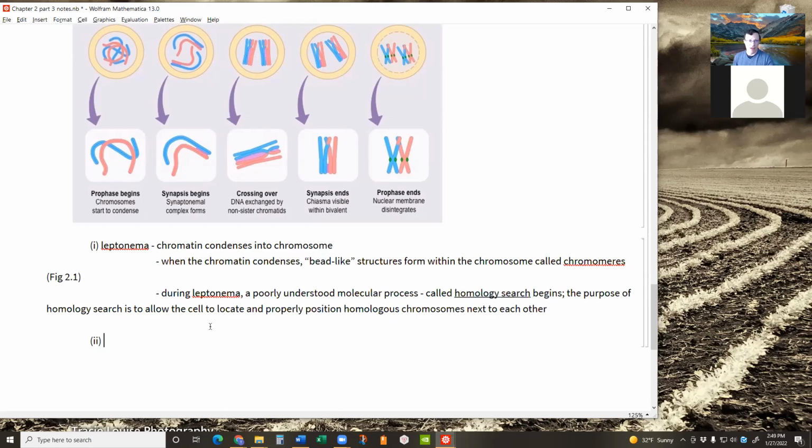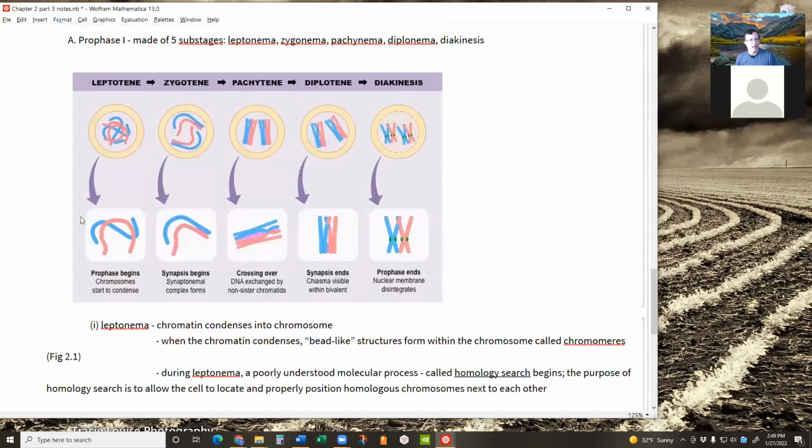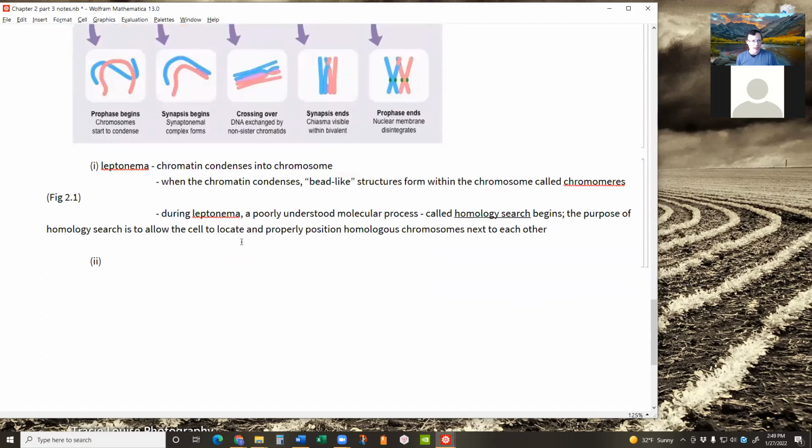So that's the first stage, leptonema. Chromatin condenses into chromosome. You find these bead-like structures called chromomeres that show up in the electron microscope. We are aware that there's a process called homology search, which the cell is engaging in through machinery that we don't completely understand yet, that's doing something to target and identify homologous chromosomes and bring them into physical proximity next to each other. Okay, next. The next stage is zygotene or zygonema as I learned it.